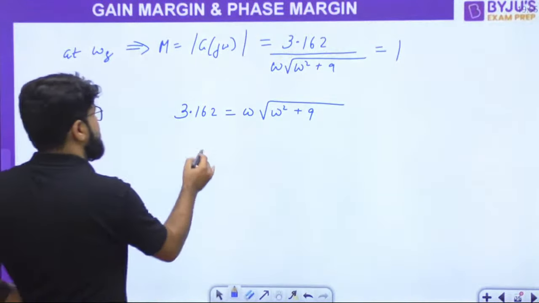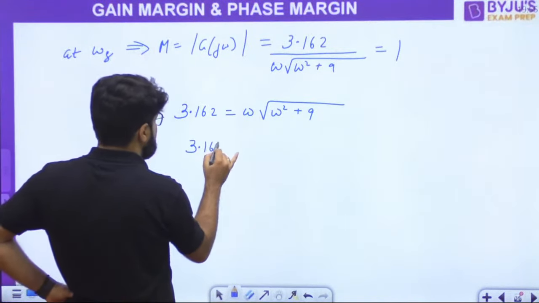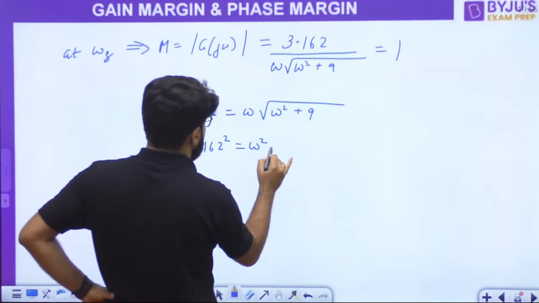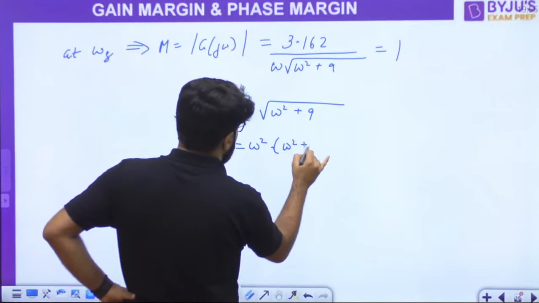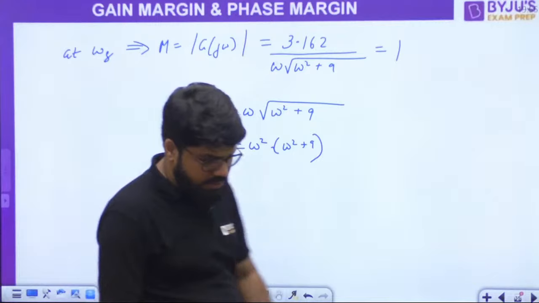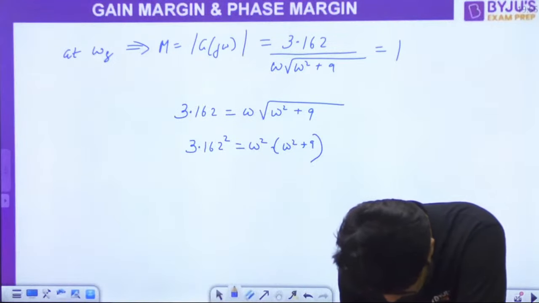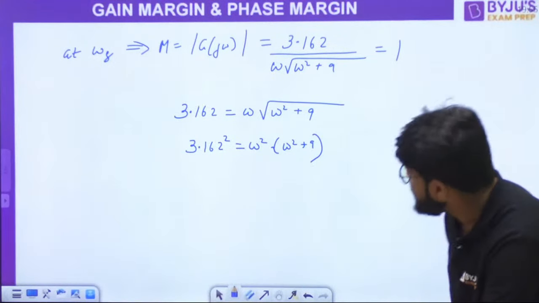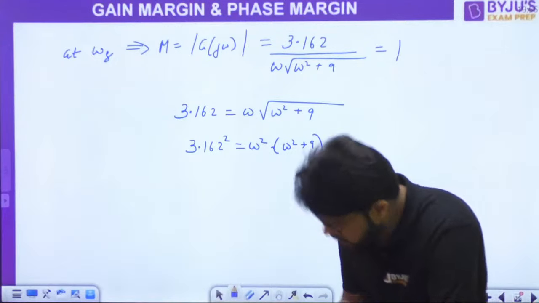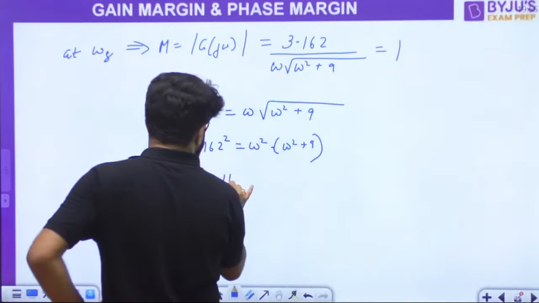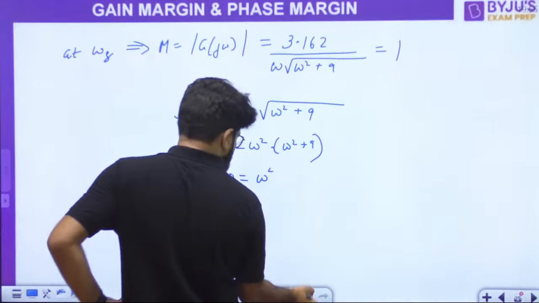So how much is it? Let's take the square. 3.162 square is equal to omega square. To remove the under root I take the square. So what is the square for this one? Okay, so 9.99, that is nearly 10. So 10 is equal to omega.